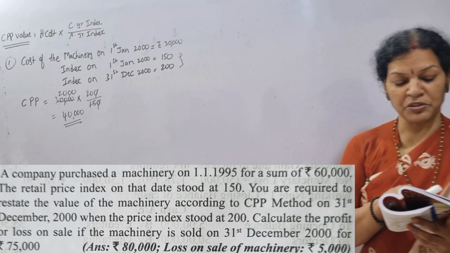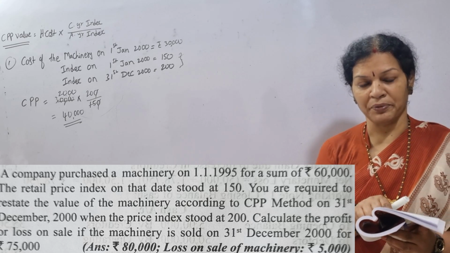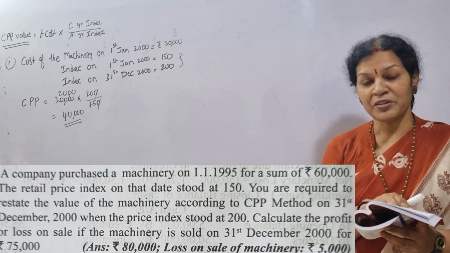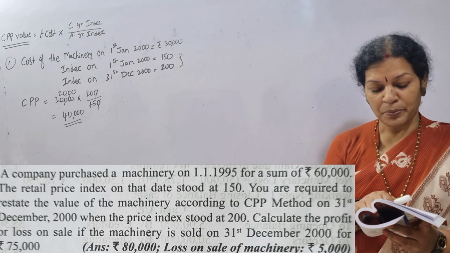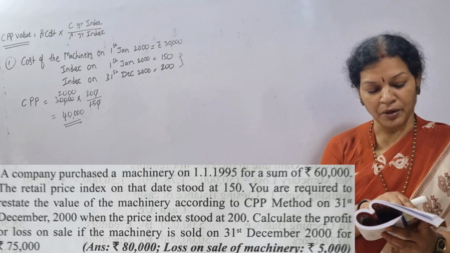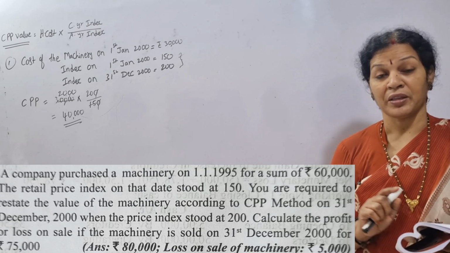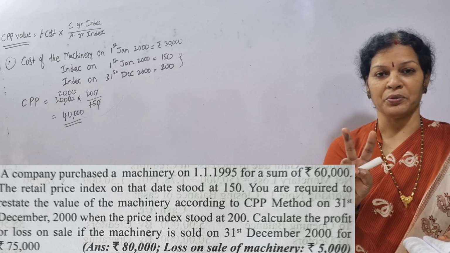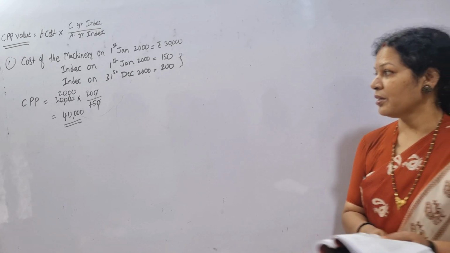Here are a few important points you have to remember. The machinery was purchased on 1/1/95. At that time the cost is 60,000 rupees and the index price is 150. You are required to state the value of the machinery according to the CPP method on 31st December 2000. Purchased in 95, 96, 97, 98, 99, 2000, that means after 5 years, when the index price stood at 200; after 5 years the index increased from 150 to 200. If they are selling the machinery for 75,000, they are also asking us to calculate the profit or loss. Two points we have to do: one, calculate the CPP value, then after that we'll see the profit or loss. Okay, now the second problem.